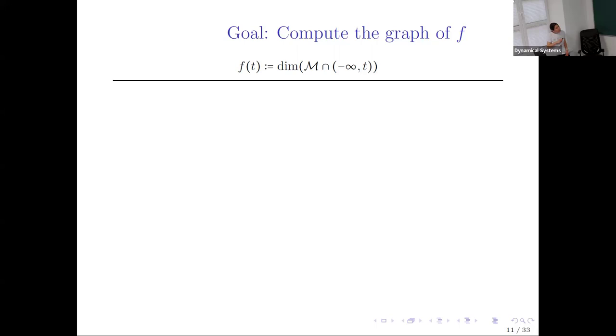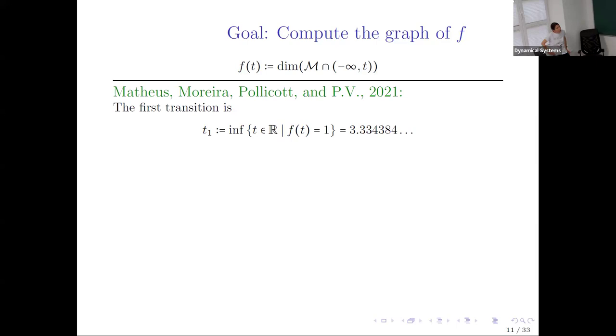Okay, so what we wanted to do was compute the graph of this dimension function, and by that we mean being able to find its value at any point that you might want, or at least to have a method for finding its value, to see how specifically it grows.